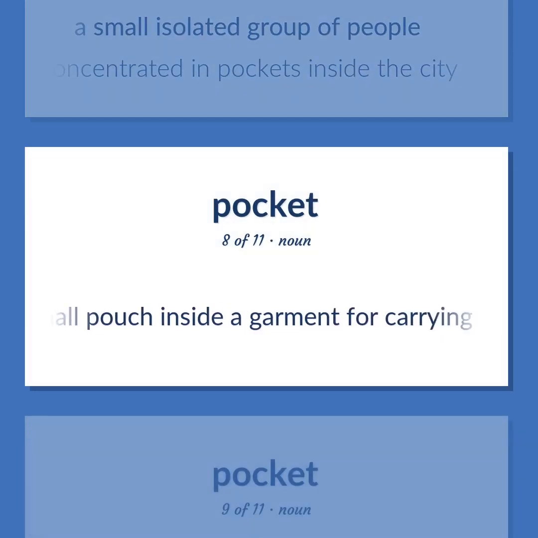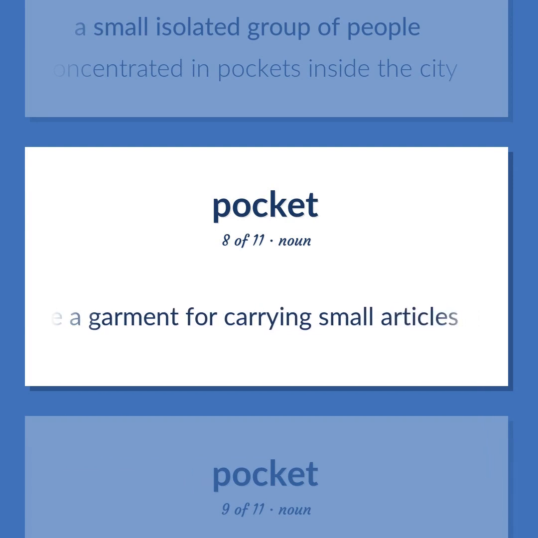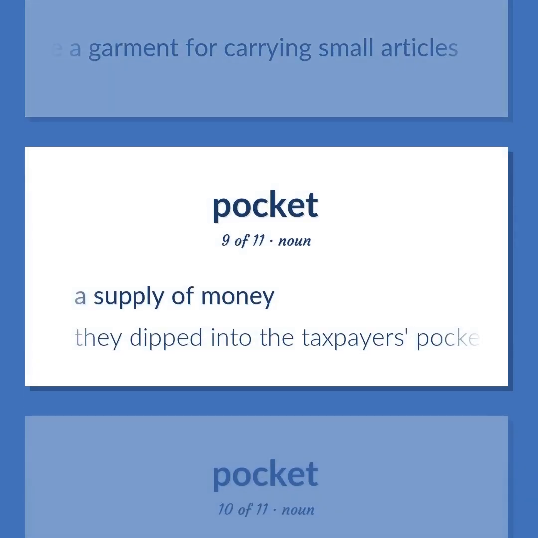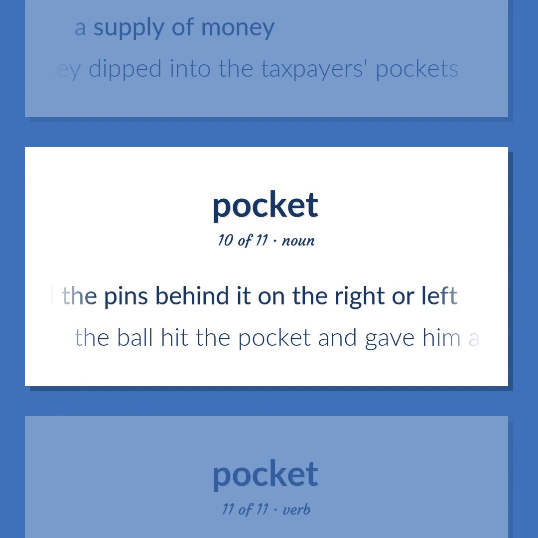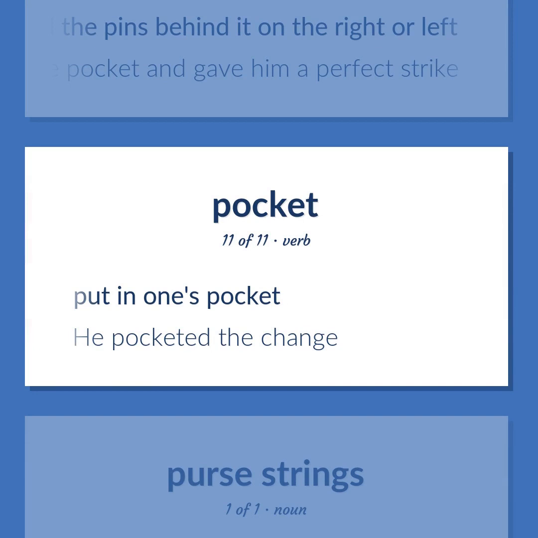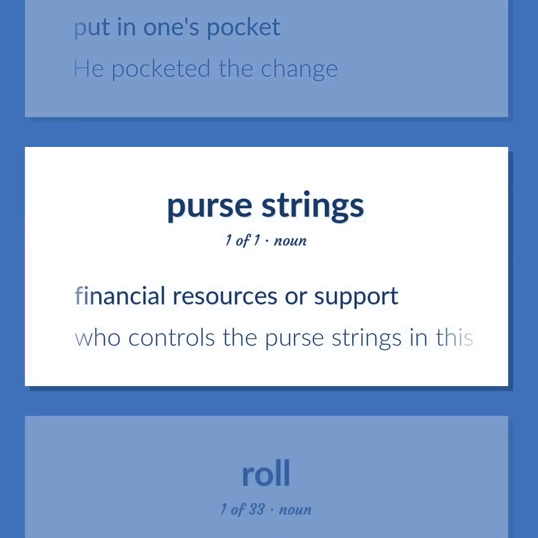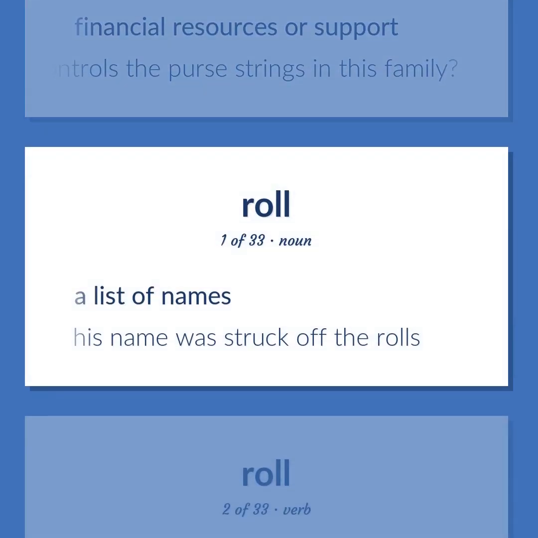A small pouch inside a garment for carrying small articles. A supply of money. They dipped into the taxpayers' pockets. Bowling. The space between the headpin and the pins behind it on the right or left. The ball hit the pocket and gave him a perfect strike. Put in one's pocket. He pocketed the change. Financial resources or support. Who controls the purse strings in this family? A list of names. His name was struck off the rolls.